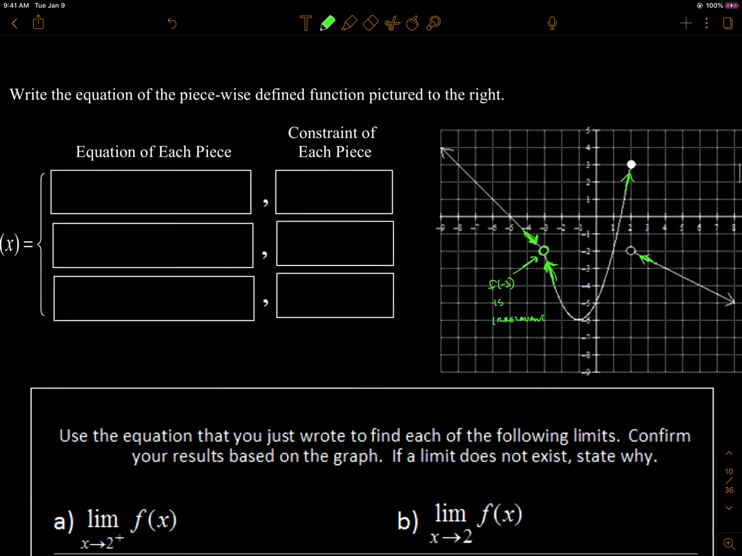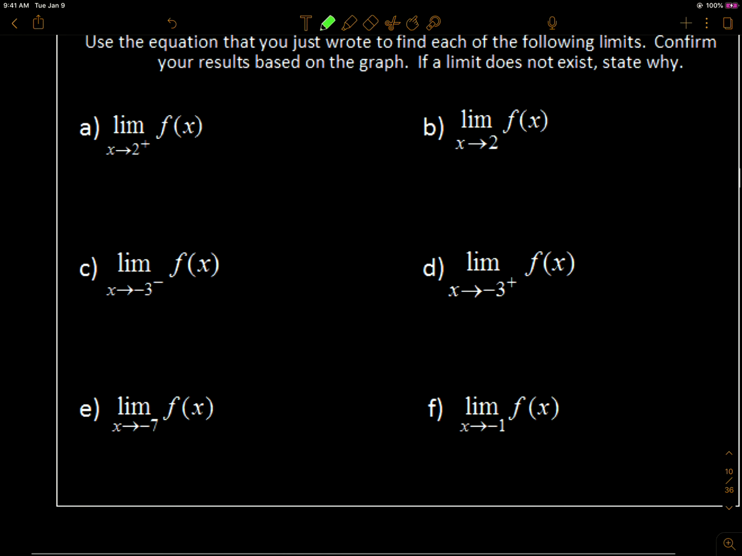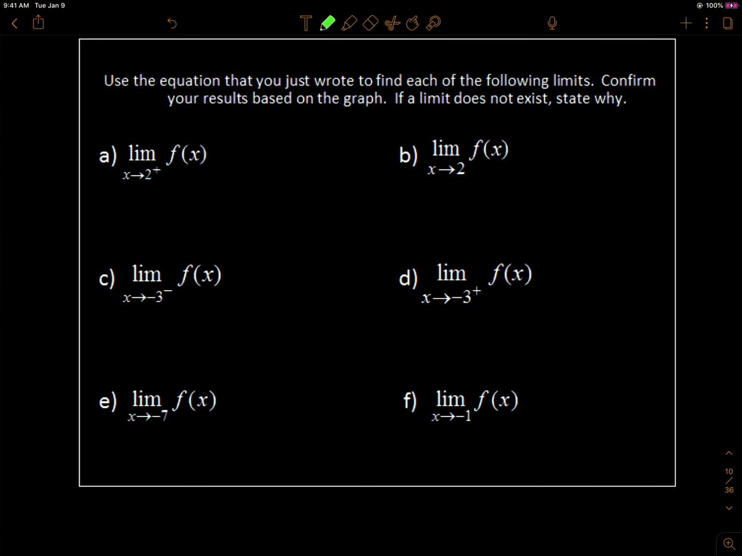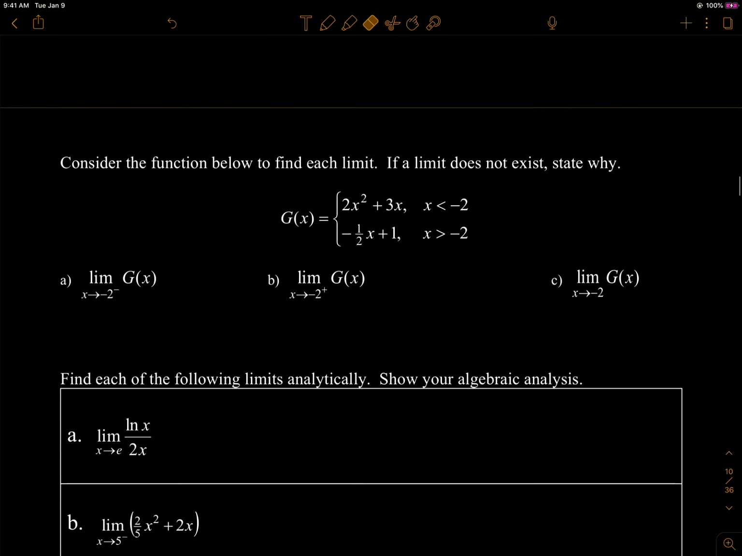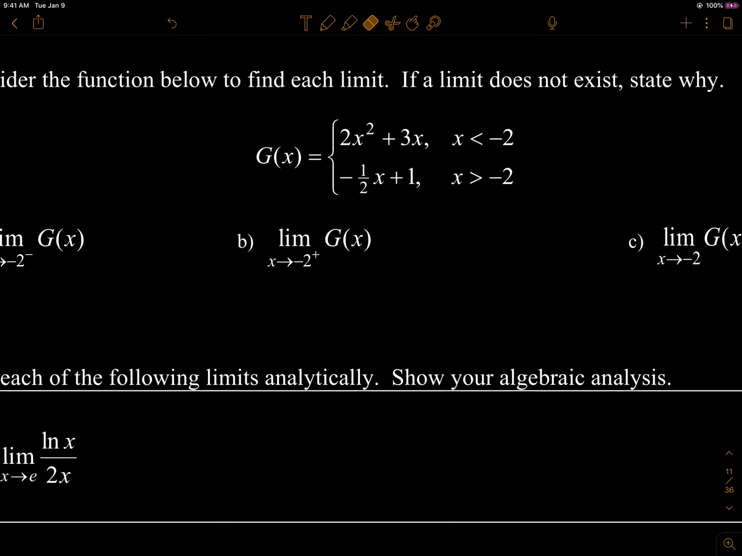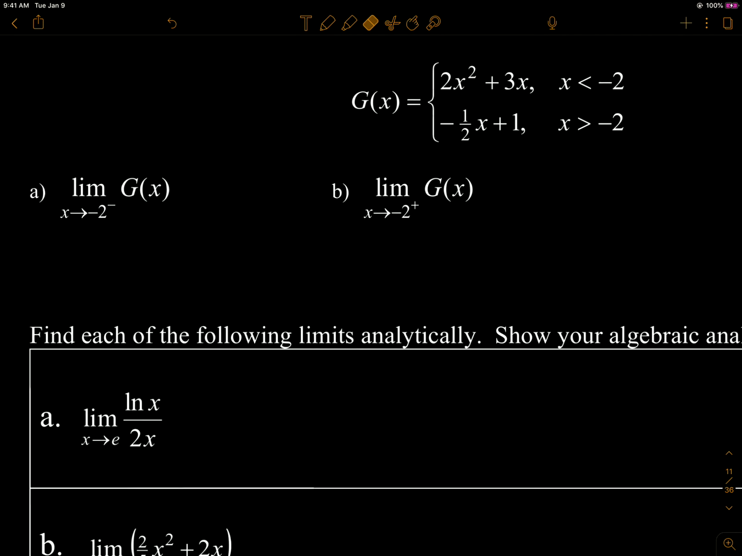Okay. So I'm not going to go through this where we have to write the equation for each piece. That was supposed to be a little bit of a review, but we've already had one long video. We'll just go to the next one. So how do we do it when we don't have a graph? I might refer back to this one when we're doing some of this.